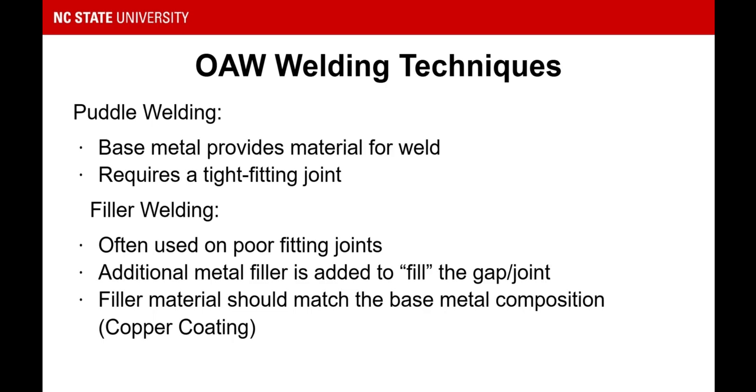Filler welding is used for poorer-fitting joints or when we want to add additional metal to the joint or the gap. Typically, the filler material should have the same composition as the base material, base material referring to the pieces of metal that we're welding together. Sometimes it can look like copper. It might have a brown coating, but inside of that coating there is pure filler material. So that's the basic thing. You can either puddle or you can filler.